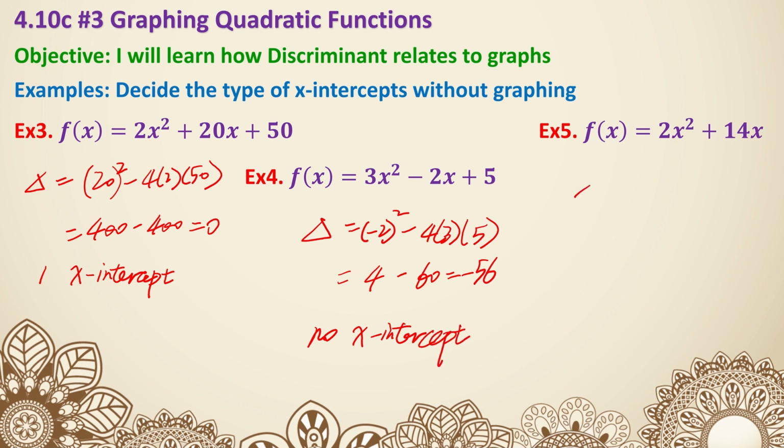And then lastly, that's your a, that's your b. Your c is actually 0 because at the end you don't have a number, so it's just going to be 0. b squared is 14 squared minus 4 times 2 times 0. You're going to get 14 squared, which is 196 minus 0, so it's just 196. It is greater than 0, so you're going to have 2 x-intercepts.